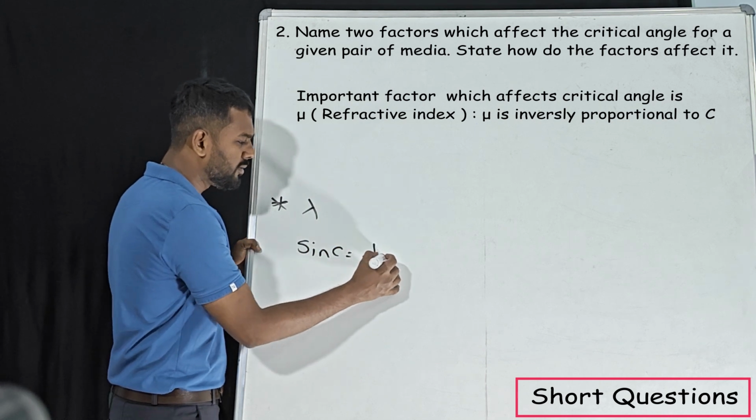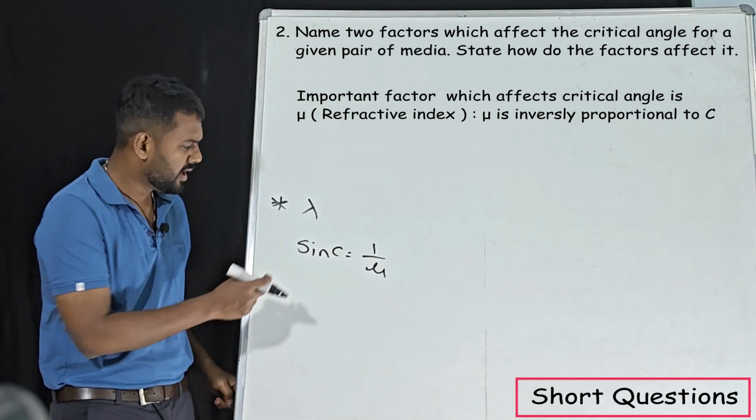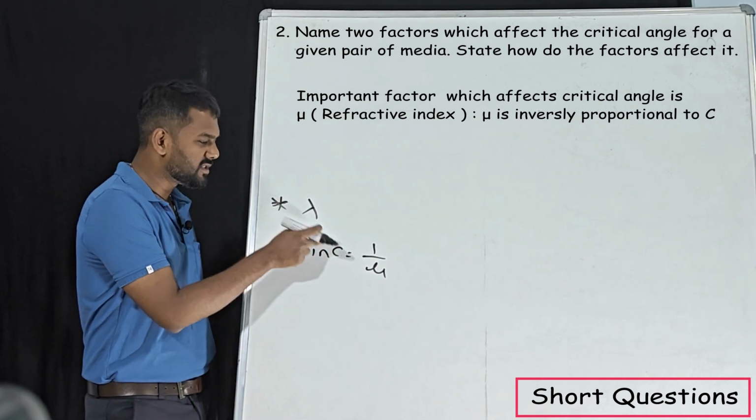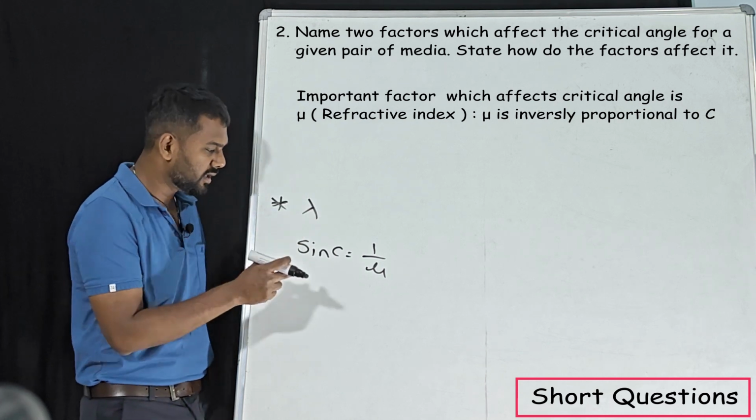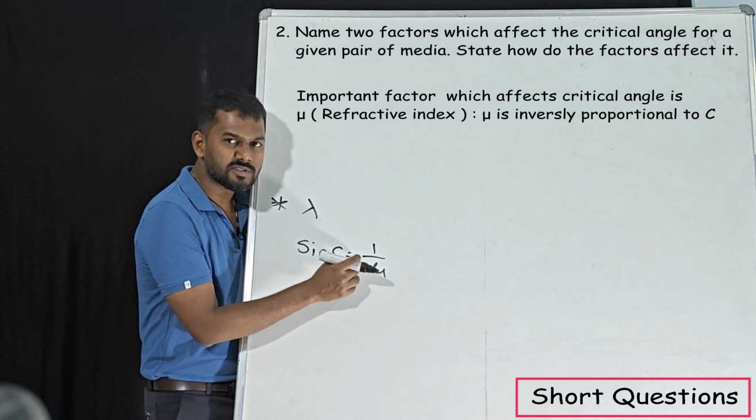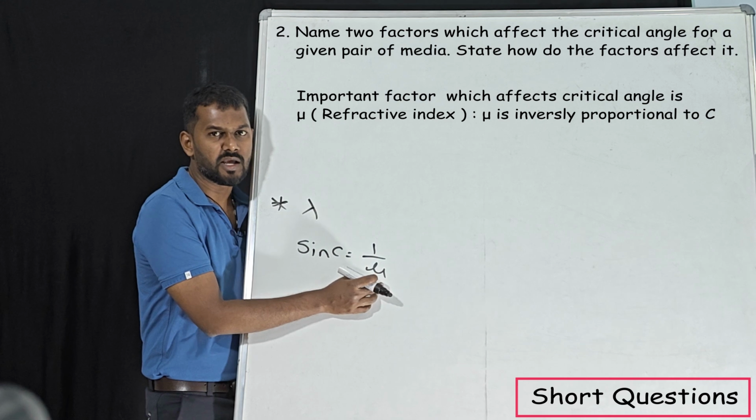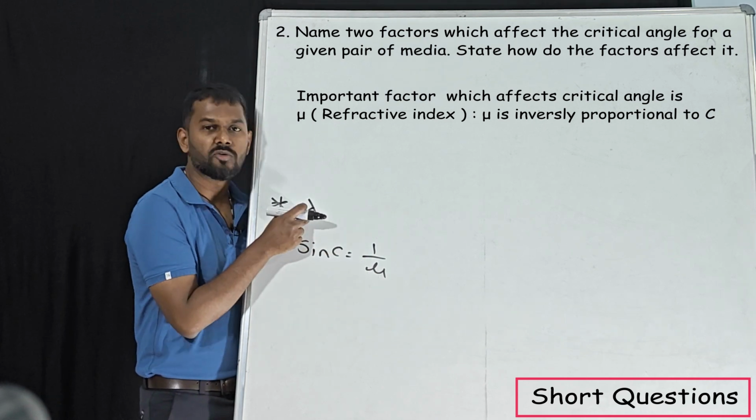Sin c is equal to 1 by mu. This is the formula to find critical angle. But it is not related to wavelength. But see, critical angle is inversely proportional to refractive index. But how is refractive index related to wavelength?